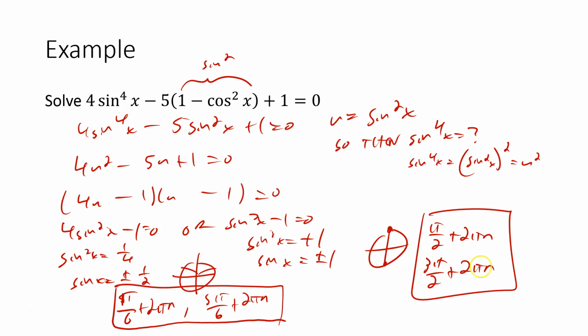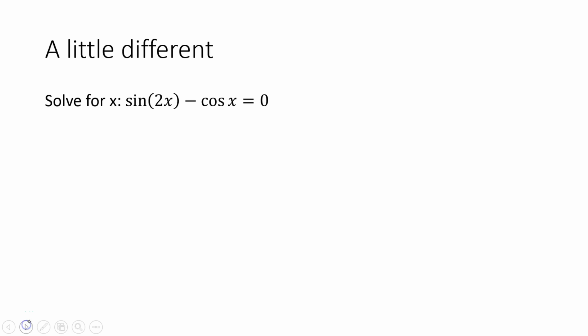That happens a lot. You could do this the pro way over here. Pi over 2 plus pi is 3 pi over 2, plus pi brings you up to the top. You just keep going around. Cool. Alright, let's take a look at a different type of problem.